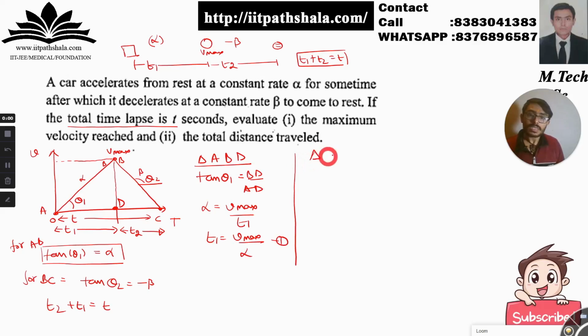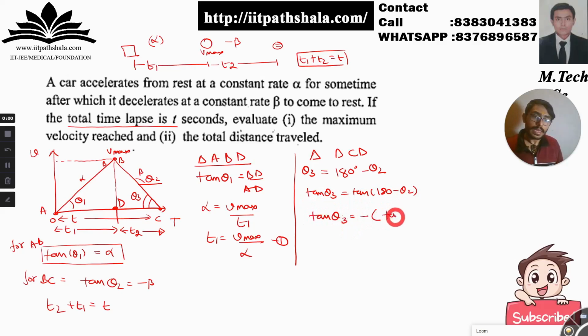Now in the second triangle BCD, you will appreciate that we don't know this particular angle. Let us name it theta 3. We can find it as follows: 180 degrees minus theta 2. We have done this in the 9th class also. So theta 3 will be 180 degrees minus theta 2, so tan theta 3 will be equal to tan of 180 degrees minus theta 2. That gives tan theta 3 equal to minus tan theta 2, which is minus of minus beta, that gives plus beta. So tan theta 3 will be plus beta itself.